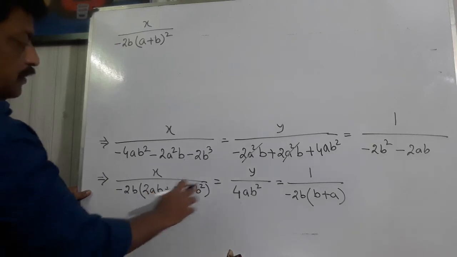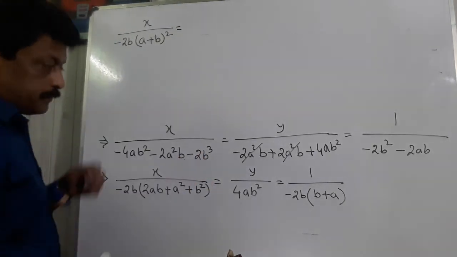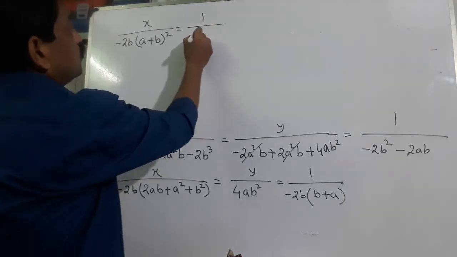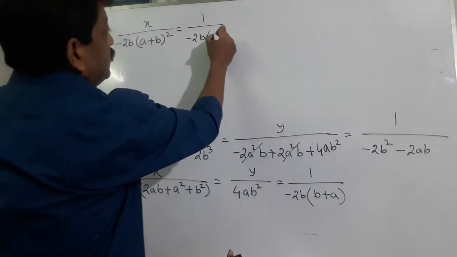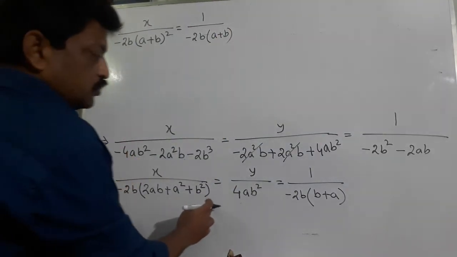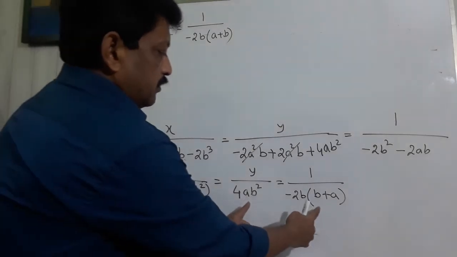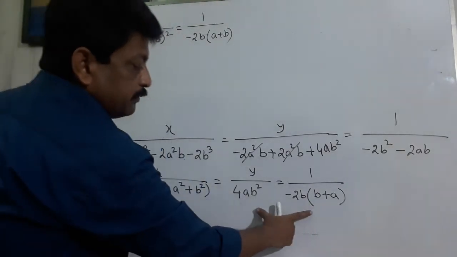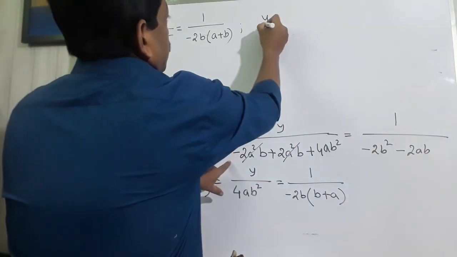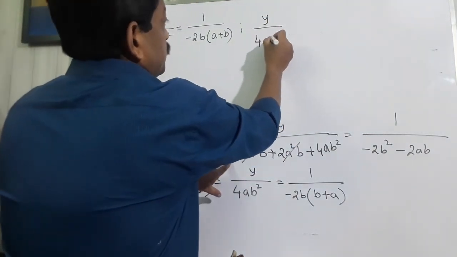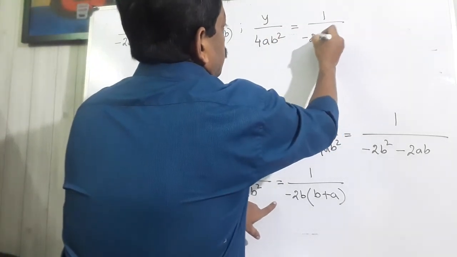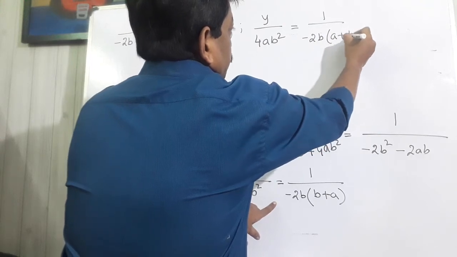This one equals to, I can take this one, minus 2b a plus b, that is these two are equated and these two will be equated separately to find the values of x and y. So y by 4ab square equals to 1 by minus 2b a plus b.